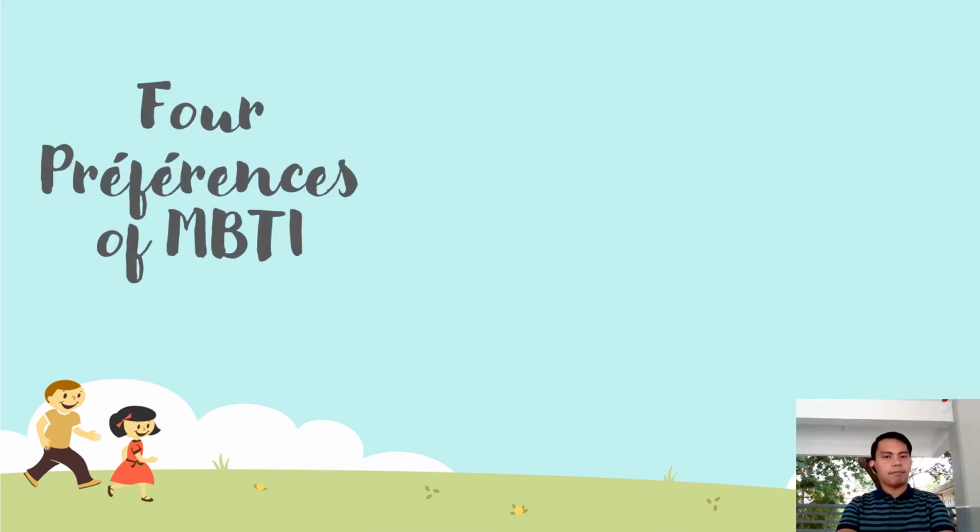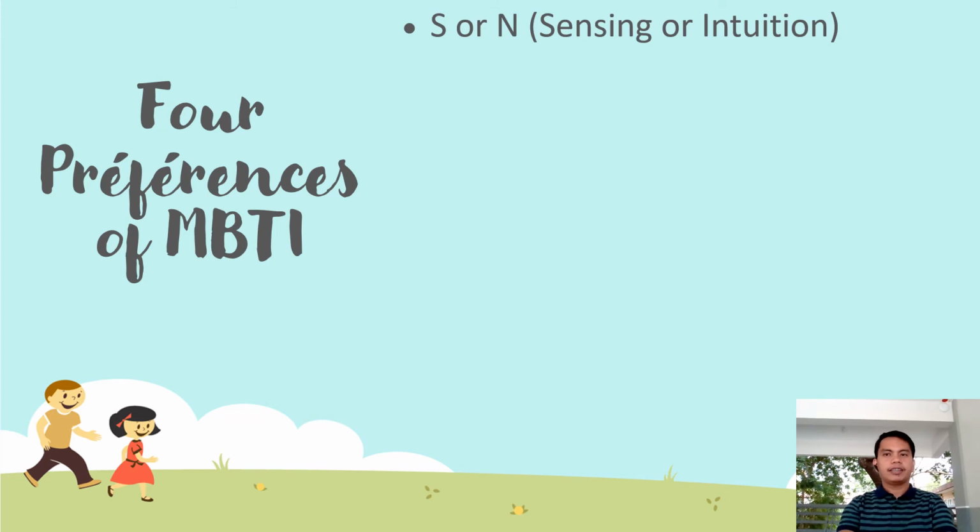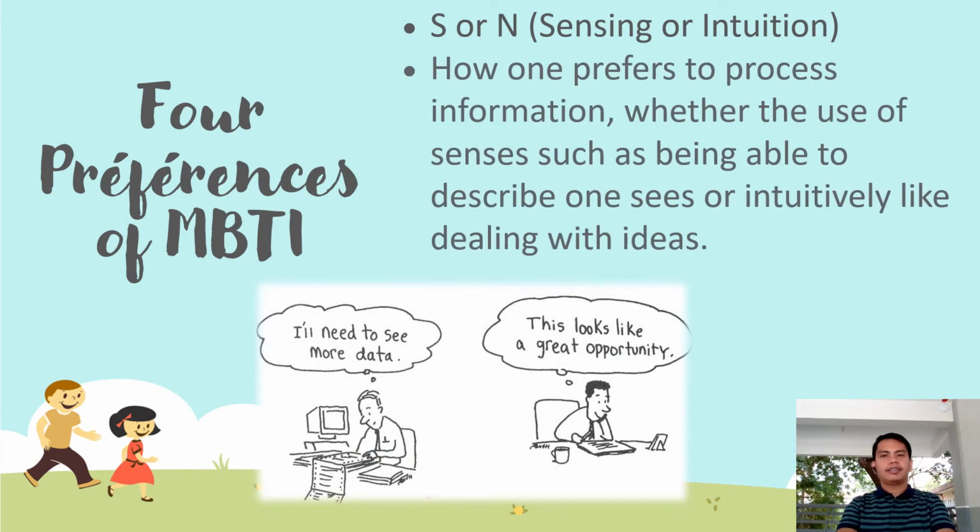Another preference in the MBTI is S or N, sensing or intuition. This refers to how one prefers to process information, whether through the use of senses, such as being able to describe what one sees, or intuitively, like dealing with ideas. If sensing is present in a person, then attention is mostly paid to physical reality, or what I see, for example, what I hear, what I touch, what I taste and smell are what matters. Okay? And I'm concerned with what is actual, what is present, what is real.